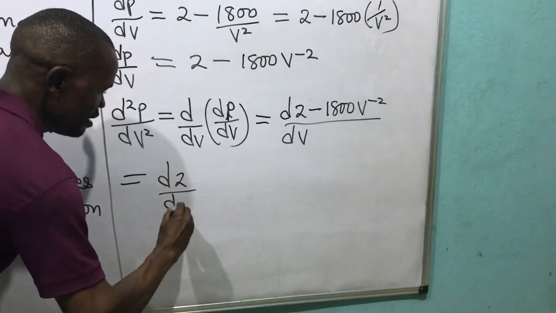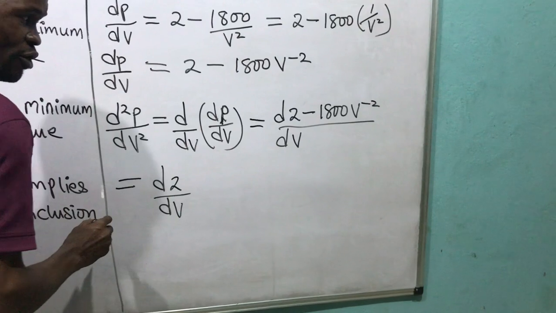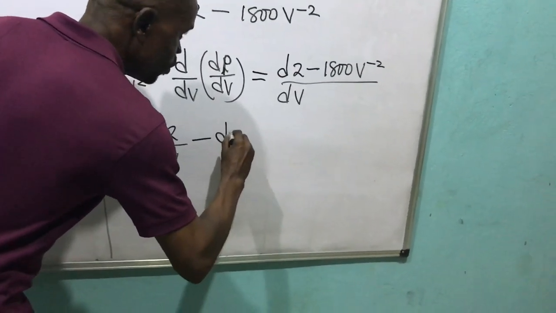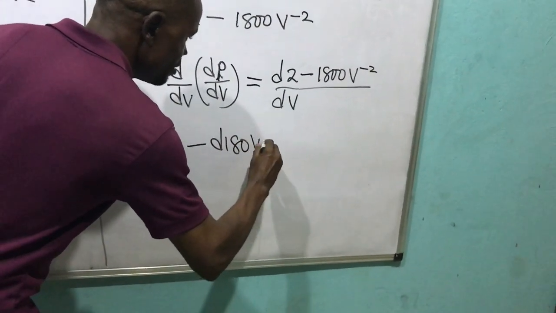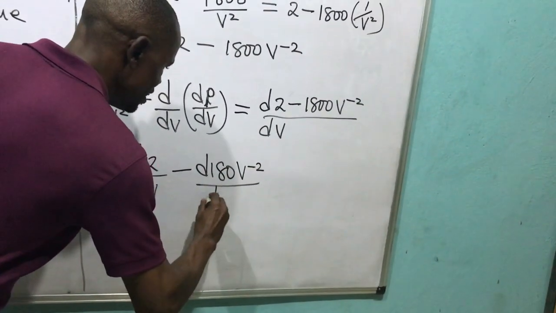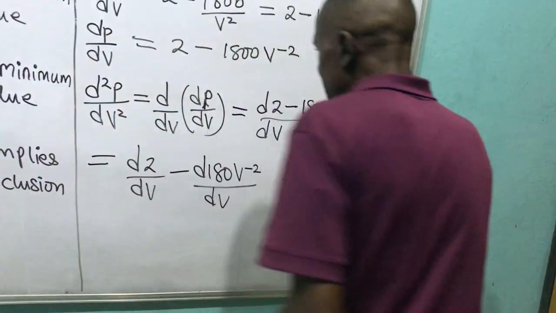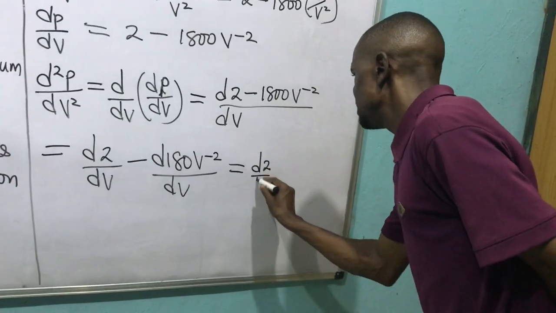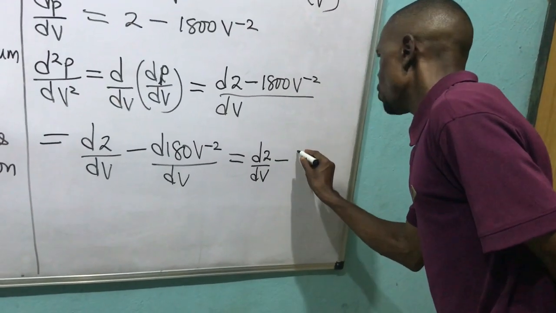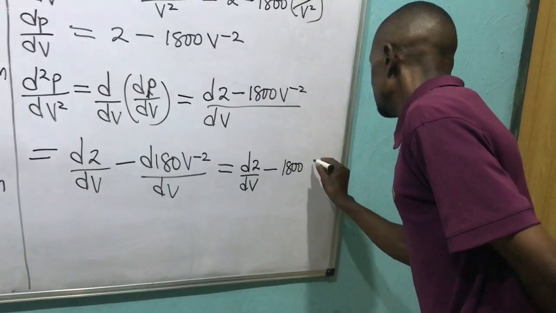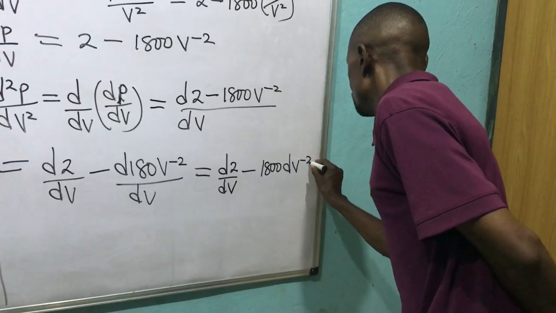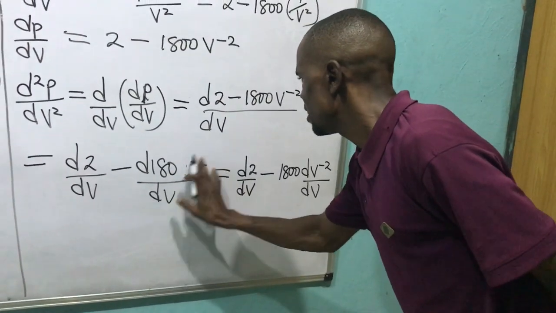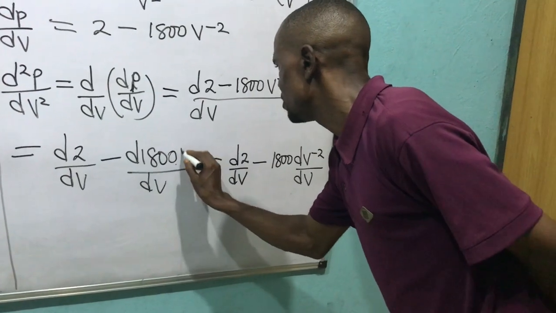d2 all over dv. Are you following me? Then minus d 1800 v minus 2 all over dv. And this can be written as d2 all over dv minus 1800 dv minus 2 all over dv. This is 1800, there's a mistake here, 1800 v minus 2.